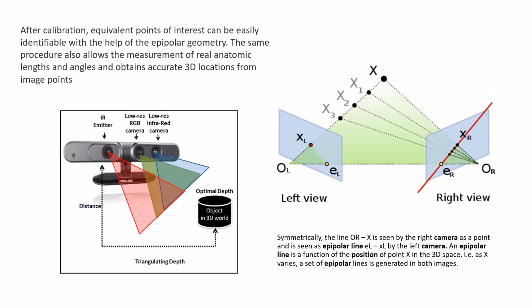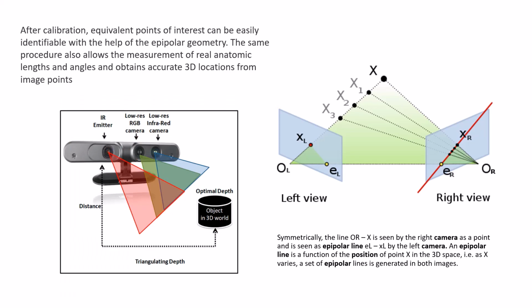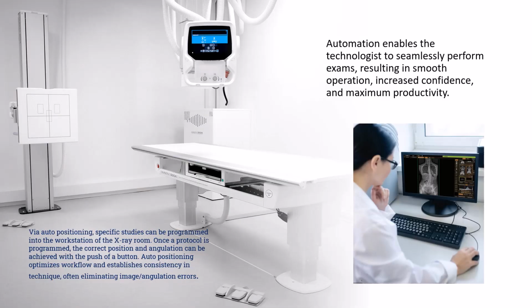Here we have some information for those who are interested in specifically how these cameras work. After calibration, equivalent points of interest can be easily identifiable with the help of epipolar geometry. The same procedure also allows the measurements of real anatomic lengths and angles obtained by the accurate 3D locations from the imaging points. The information collected by these scans enables the technologist to seamlessly perform exams, resulting in smooth operation, increased confidence, and maximum productivity.